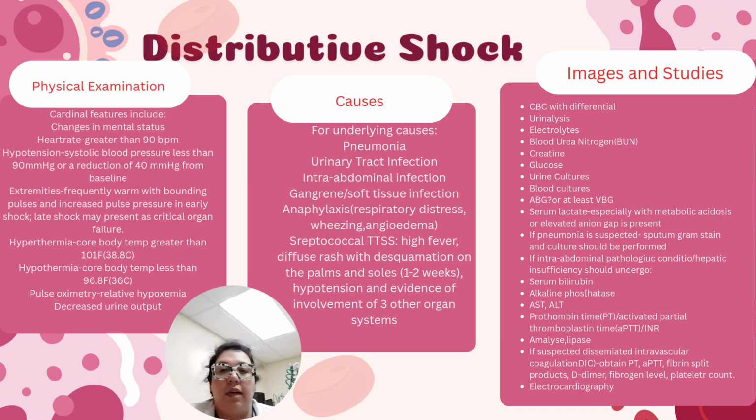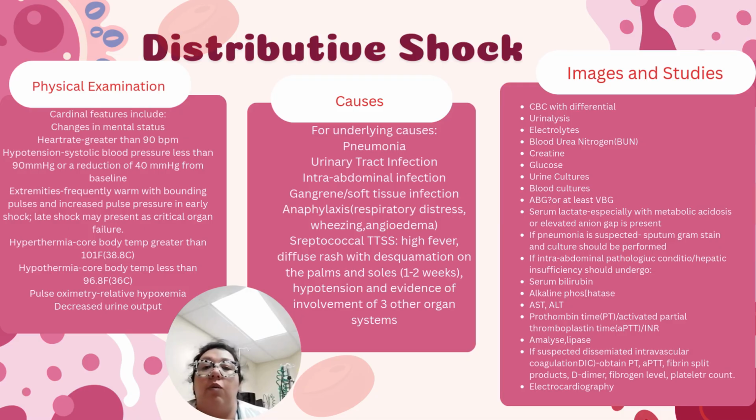Okay, in these next couple of slides, we will be discussing distributive shock. So distributive shock in the physical examination, the cardinal features include changes in mental status. Just like in the other shocks, there will be anxiety, confusion, agitation, and possible loss of consciousness. Their heart rate is greater than 90 beats per minute. Hypotension, systolic blood pressure less than 90 mmHg or a reduction of 40 mmHg from baseline.